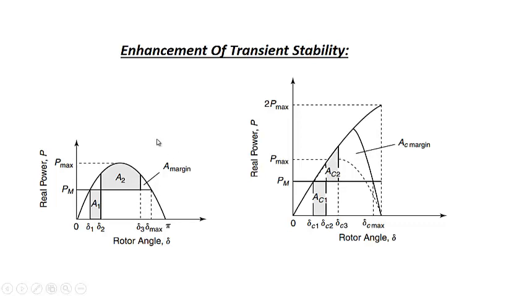In previous classes, in Power System 2, I discussed in detail that when the area increases, transient stability increases. It is because the area available for the system to sweep the rotor angle is large. So since the area available for the rotor angle to sweep is large, transient stability has been enhanced. This is another advantage of using SVC: steady state stability has increased, and transient stability has also increased.